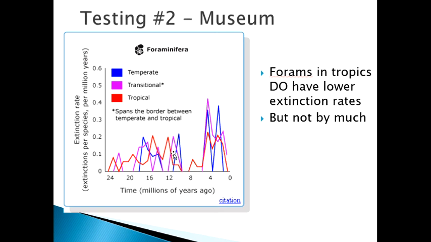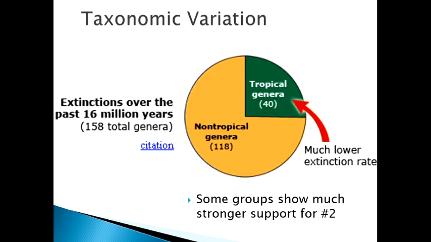But there are other time periods, look between 12 and 16 million years, where the tropics have had pulses where they have greater extinction rates. So forams in general kind of verify this, but not much. If you look at other groups, bivalves, well, here extinction rates over the past 16 million years show that the tropical areas have much lower extinction rates. So some groups will show much stronger support for hypothesis number 2.